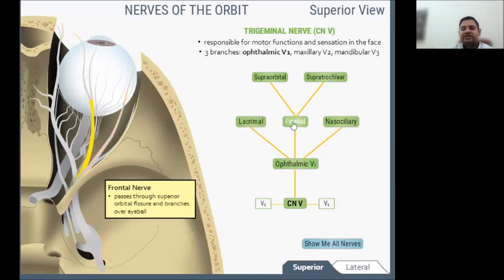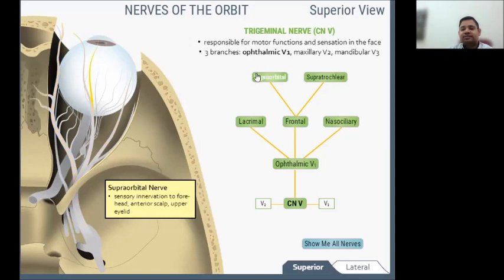Frontal part of V1 also passes through the superior orbital fissure only and gives branches to the overall eyeball. Nasociliary crosses the optic nerve and branches to the medial wall of the eyeball. Specifically, the nasociliary will be towards the nose side, the nasal side, so you can understand it will pass to the medial wall of the orbit and eyeball structures on the medial side. Frontal part is further divided into two parts: supraorbital and supratrochlear.